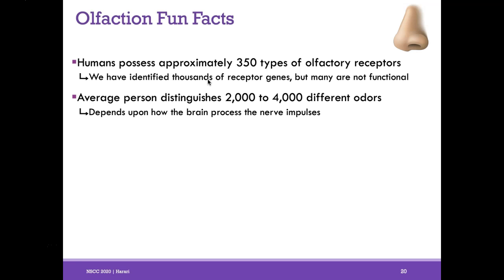The average person can distinguish between 2,000 and 4,000 different odors. Some people can detect up to 10,000. And it's very hard to group different odors because it depends how the brain processes them. So when we detect a smell, it's a combination of many different odorants.